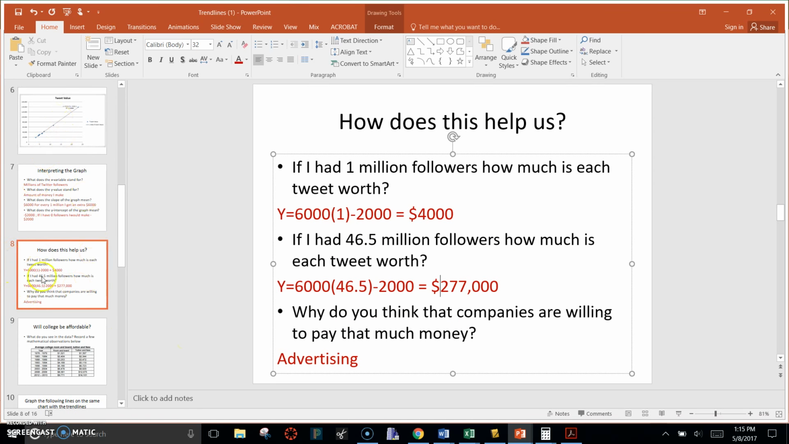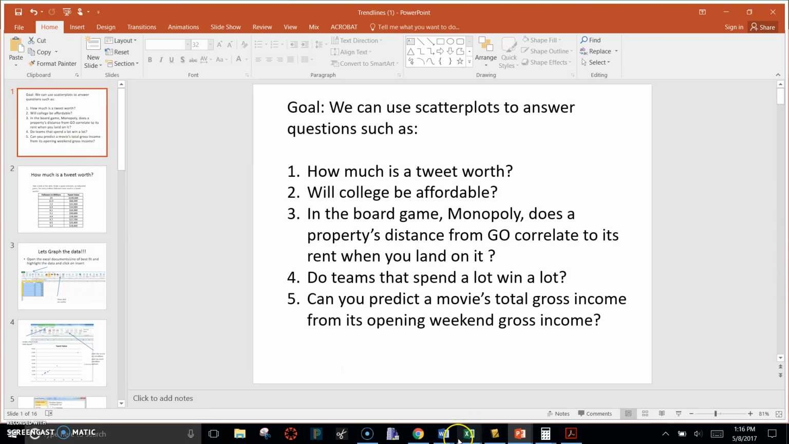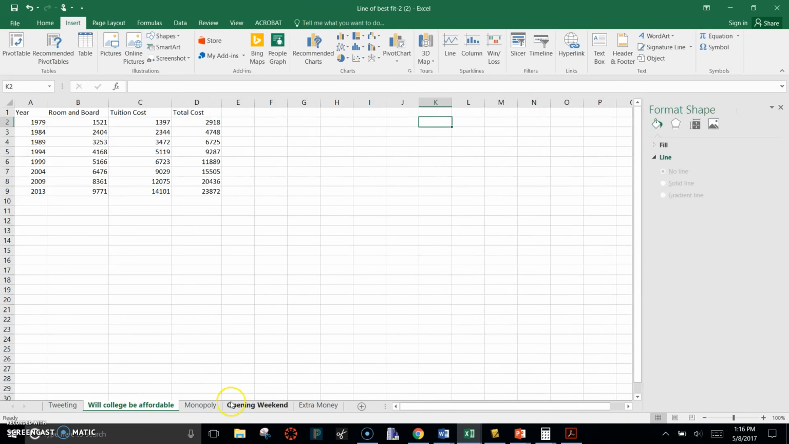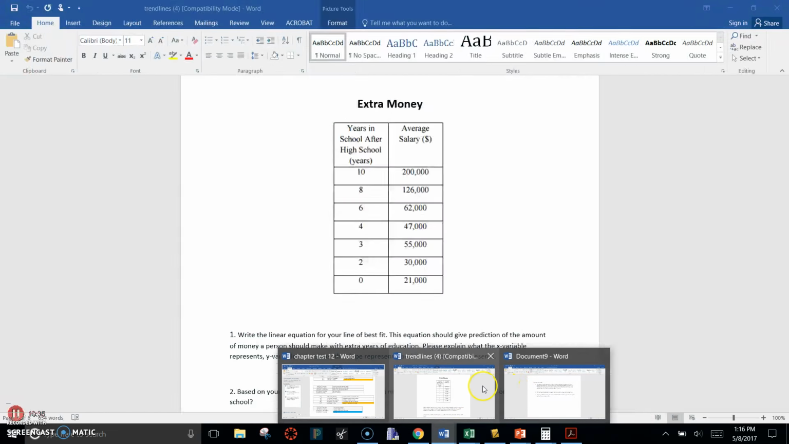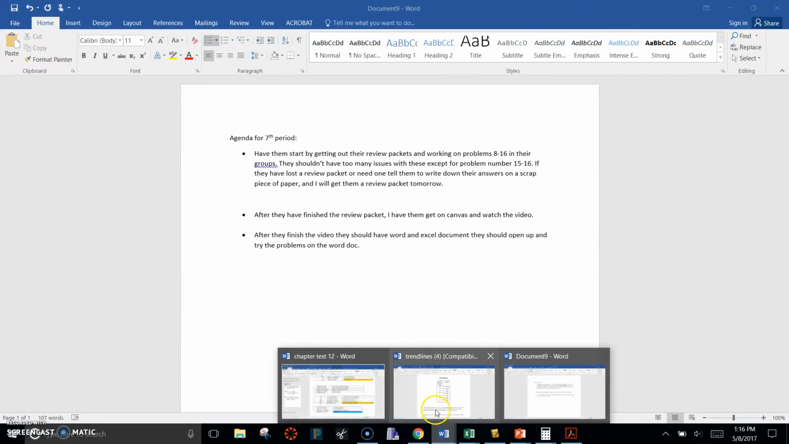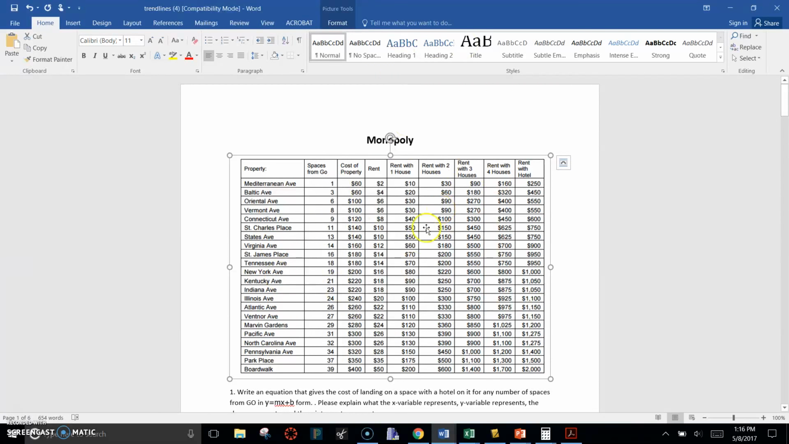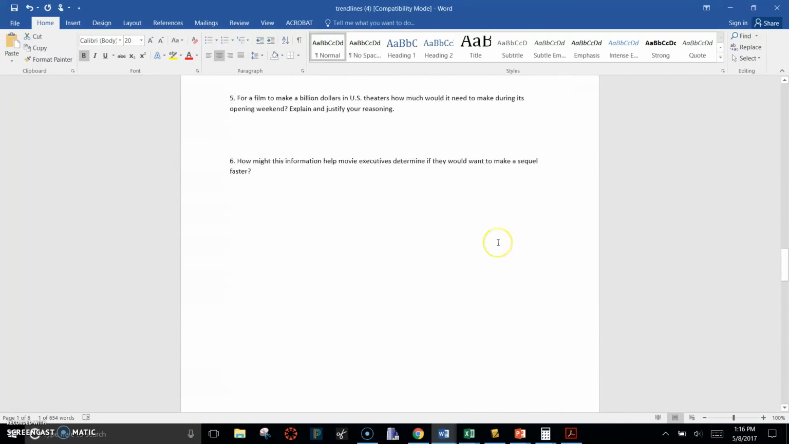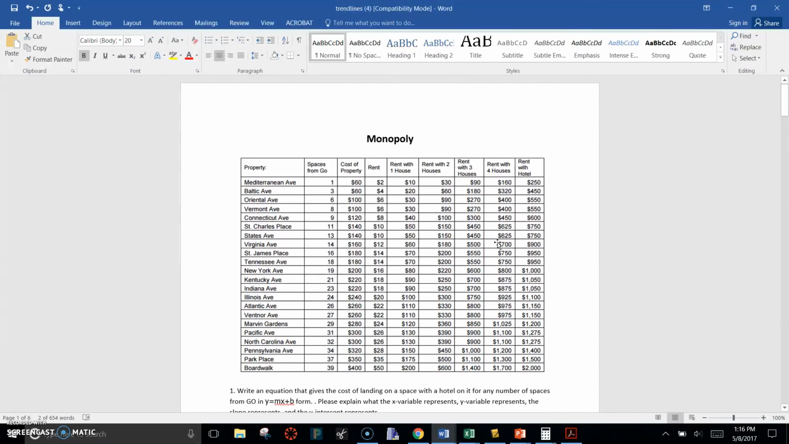Okay. So now that you've got an idea of how to do this, we're going to try to answer more questions. That's why I have more tabs down here. Like, will college be affordable? Monopoly, opening weekend, and extra money. On your document, you have some choices, and you're only going to pick 2 out of the 3 of these. So you might pick Monopoly and the box office, or Monopoly and the extra money. Don't pick every single one, just pick 2.